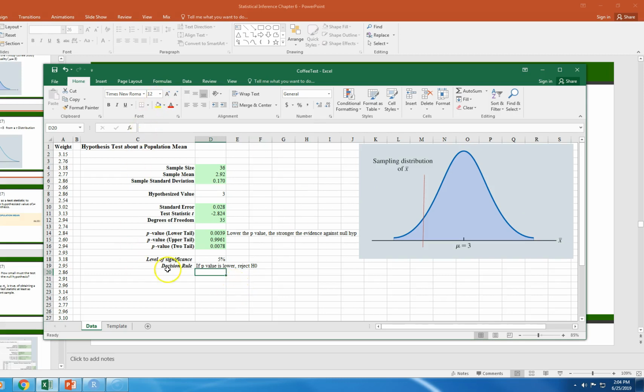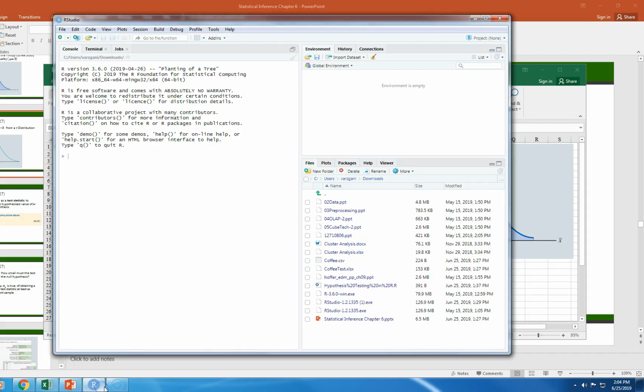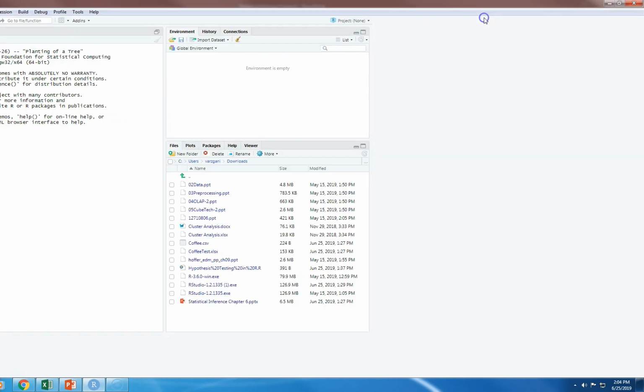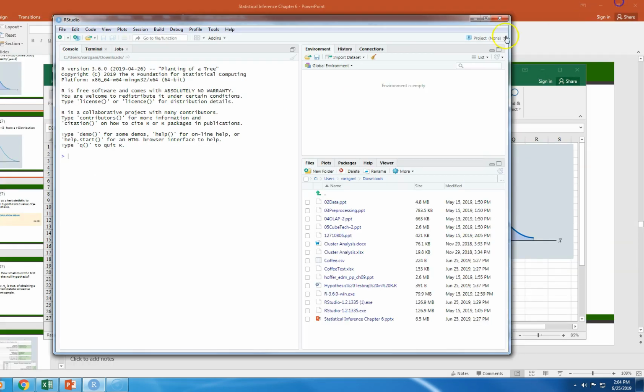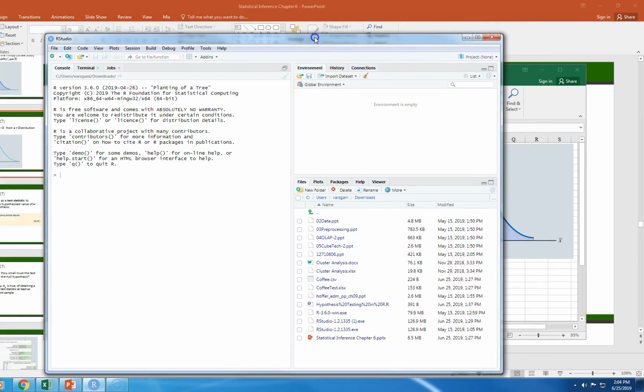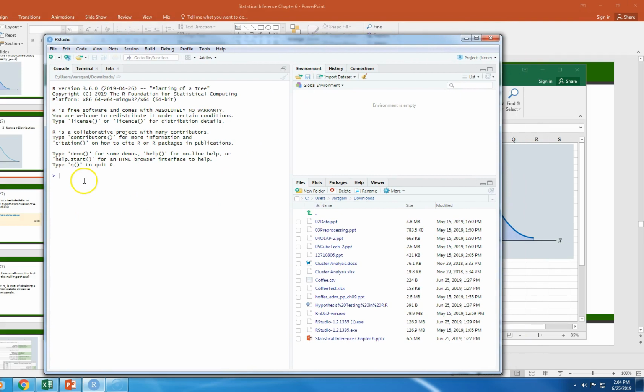Now we can perform the same analysis in R as well to get similar numbers. Let's move on to R in order to calculate the same for our example.